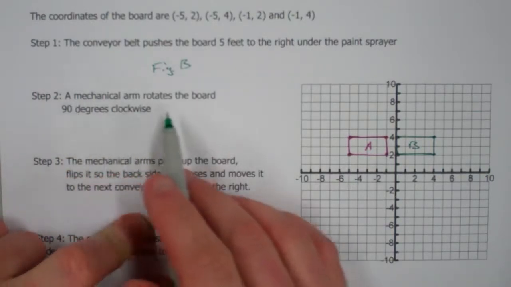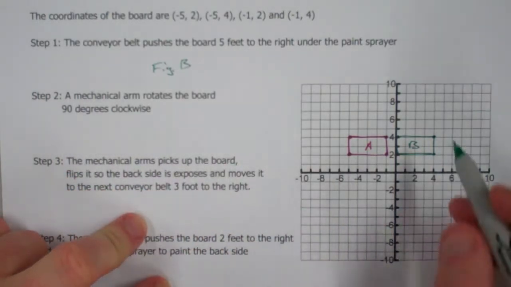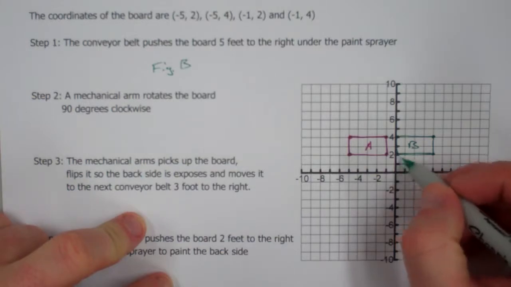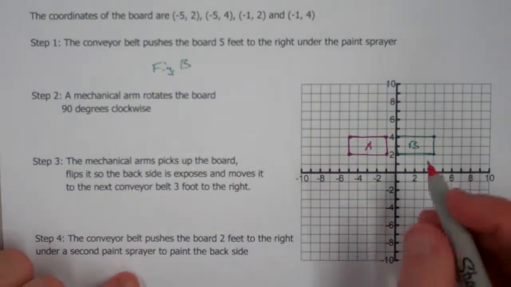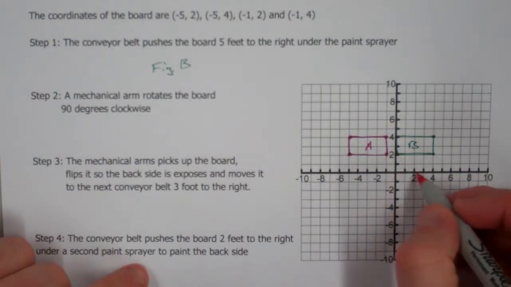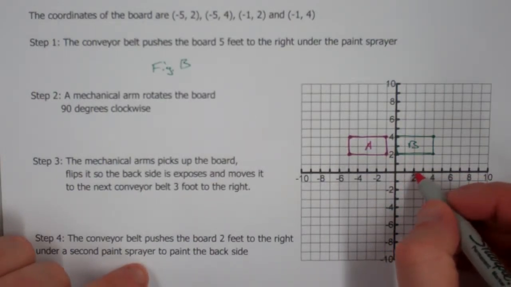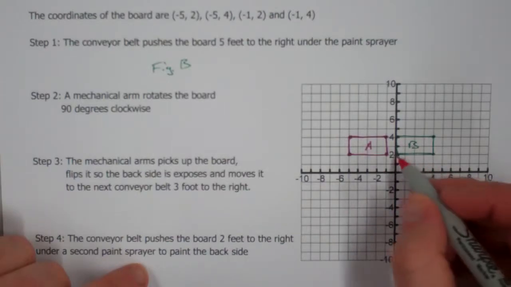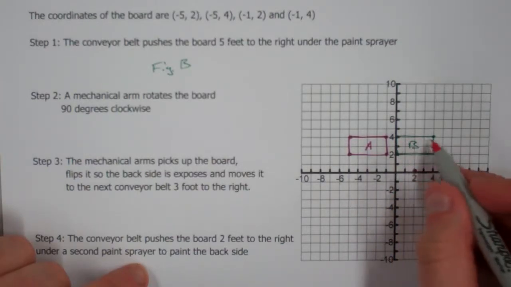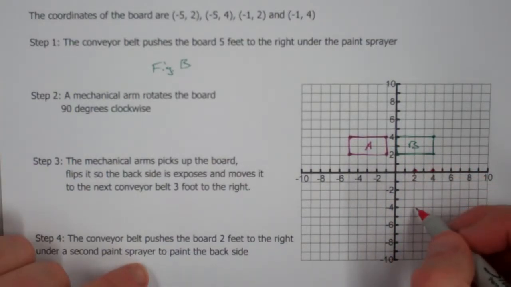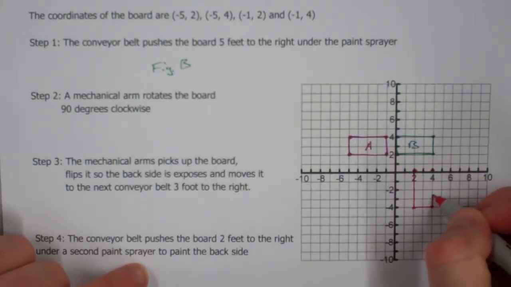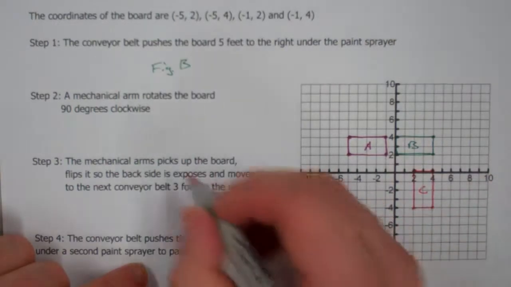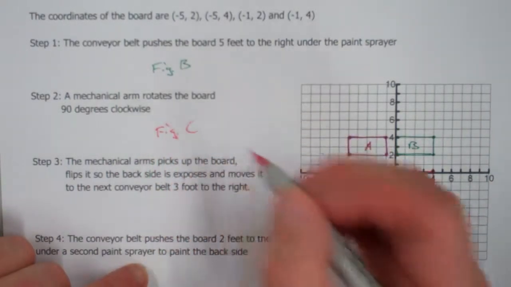The mechanical arm rotates the board 90 degrees clockwise. Let me choose a different color. This point, (0, 2), is going to be (2, 0) after a 90 degree clockwise rotation. This point will be here, and both those points will be down there. And there we are, that's figure C.